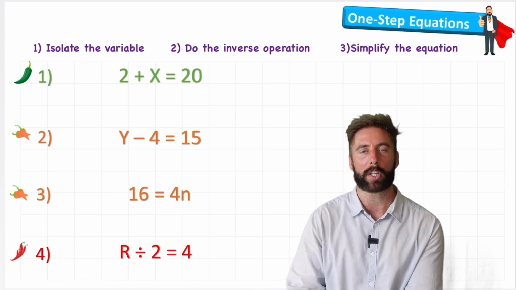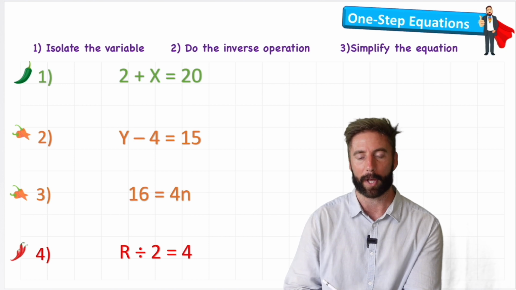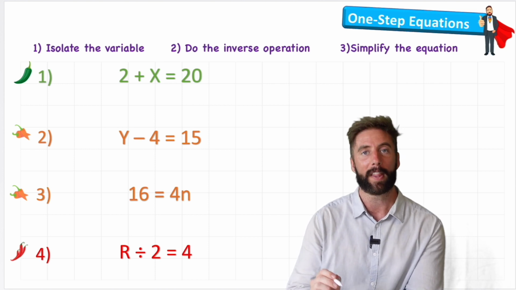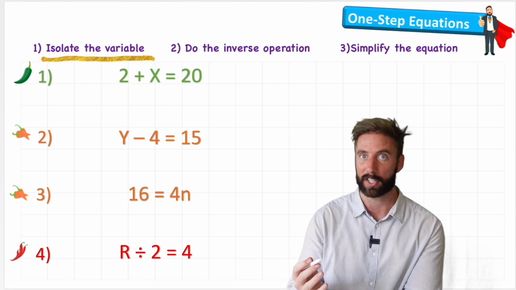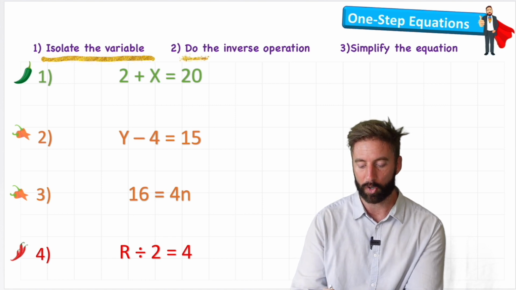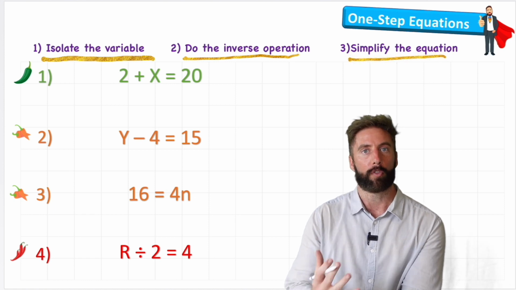Okay, we've got these 4 questions that we're going to work on. They slowly get a little bit harder, and we're going to try and follow these steps. First, we're going to isolate the variable and first understand what a variable is. Then we're going to do the inverse operation before finally simplifying the equation or solving the equation.